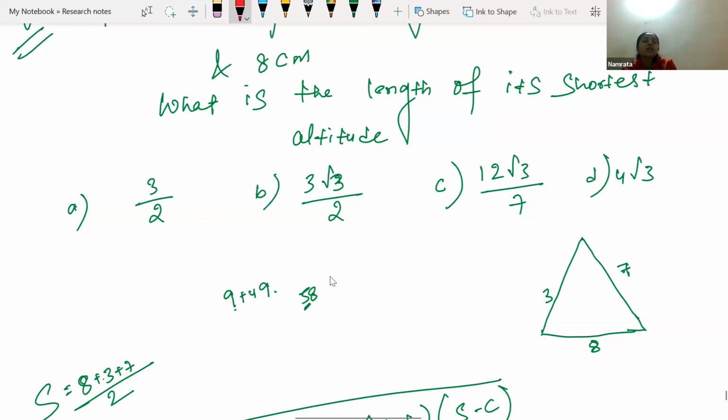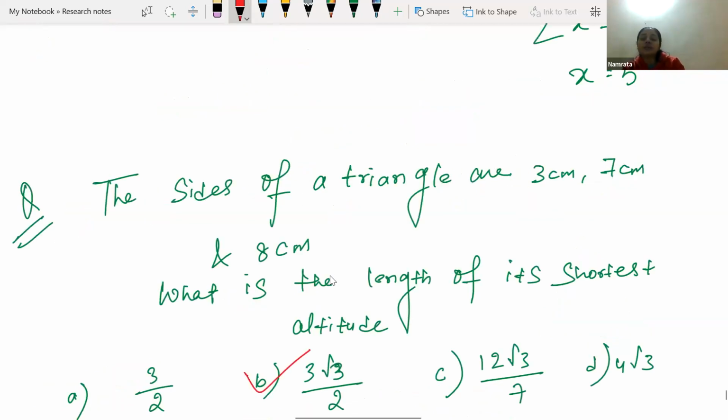Let's summarize what we did here. The sides of a triangle are given. What is the length of its shortest altitude? We know altitude means height. But here we don't have a right angle triangle, an isosceles triangle, or an equilateral triangle, so that we can drop the perpendicular and use the area formula 1 by 2 into base into height. We can't do that because here we have a skeleton triangle. For a skeleton triangle, we have only one formula, the Heron's formula that we just got introduced to. So we will use Heron's formula and find the area.